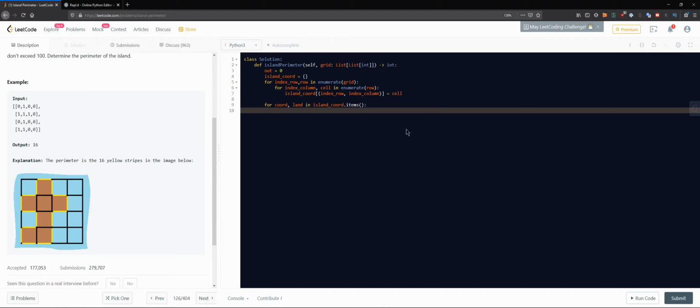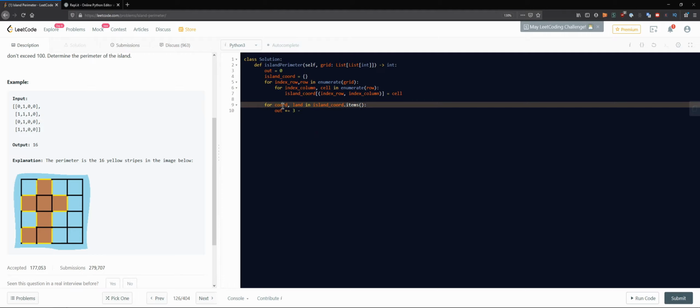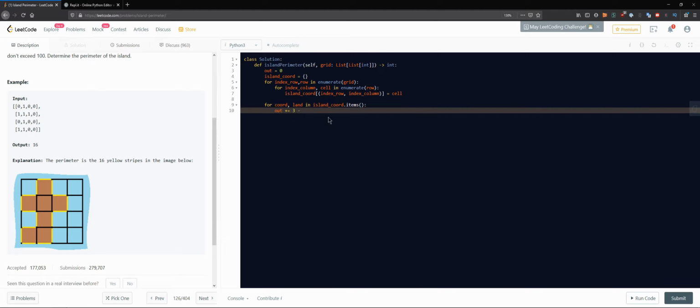And now what we want to do is, how do we do it? We have coordinates, we have land. We say out would be increased by the amount of 3 minus, so we know 3 would be the maximum. And now we say, okay, we have the coordinates here, right? Actually it would be 3 times land. So if land is a 0, we'll get a 0 automatically, so we will not really increment anything here.